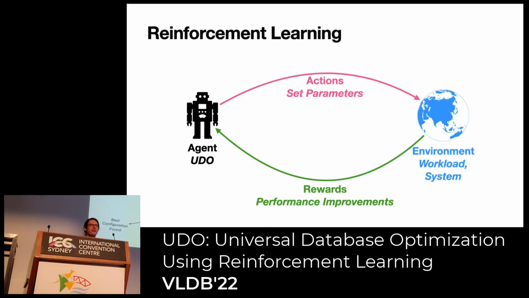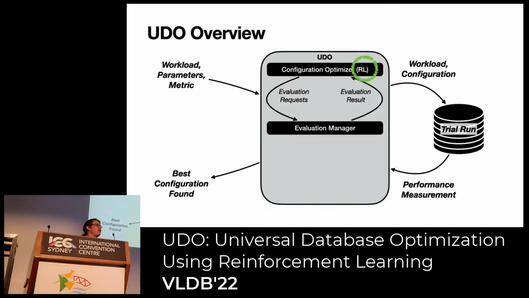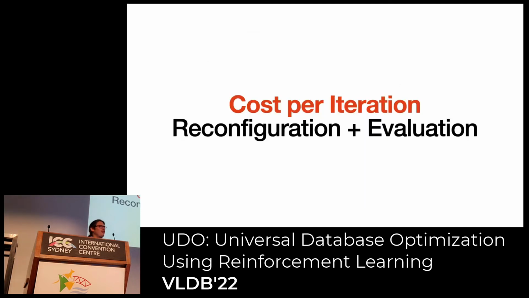So this is what UDO is using in order to figure out which configuration to try in the next iteration and to evaluate it via trial runs. Now, when doing this, it turns out that the system actually takes a long time to find good configurations. And the problem is that each of those iterations that it performs takes quite a while. Now we looked into this in more detail, and the cost per iteration really consists of two components.